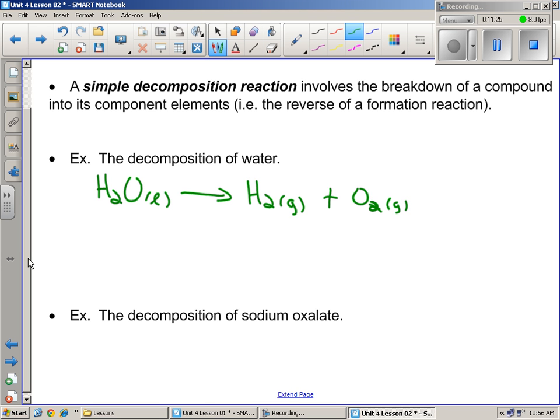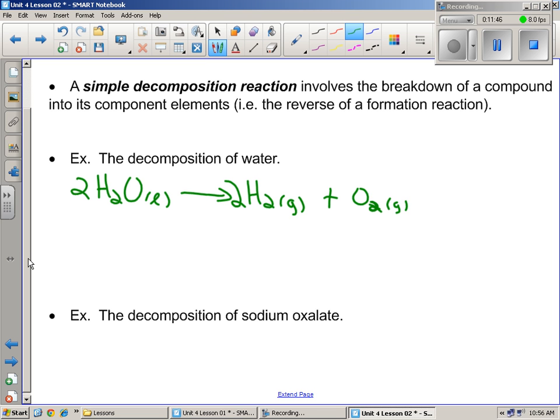Let's see. Two hydrogens. Good. Oh, by the way, I got the states from over there. Hydrogen, gas. Oxygen, gas. Oxygen, 2 oxygens there, so let's put a 2 there and then a 2 there. We'll be balanced. You're going to get lots of practice on this, and by the end of Wednesday, you're going to be awesome at this.